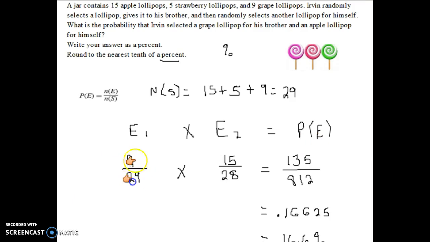So denominator for our first event, we have 29 lollipops. And then it says selecting a grape first. So if you look, we have 9 grape lollipops. So 9 out of 29. If we just had one event, that would be the chances of getting a grape lollipop. All right, but now we're going to assume he got a grape lollipop, gave it to his brother. So now instead of 29 lollipops in the bag, there's only 28, because he gave one to his brother. 29 minus 1 gives you 28.